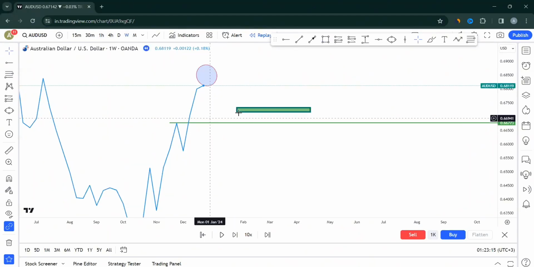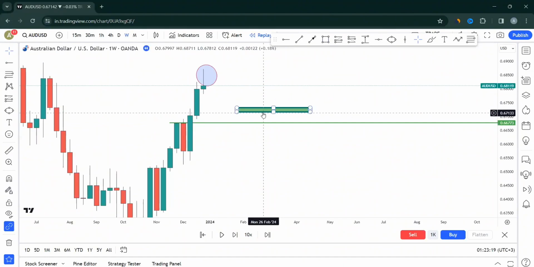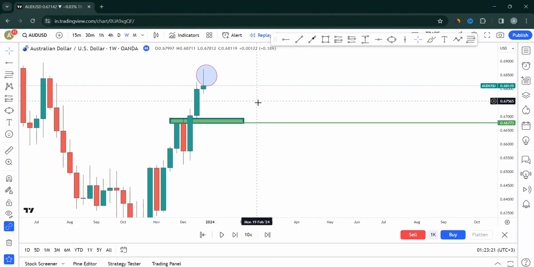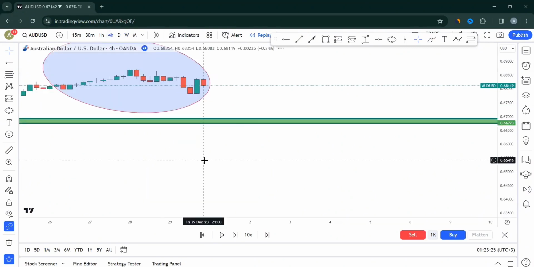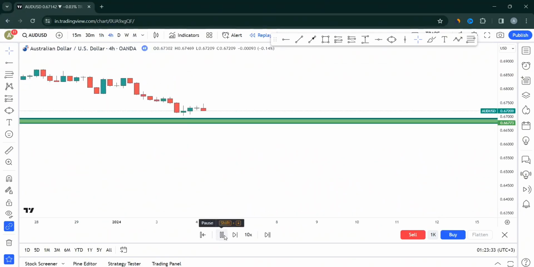Let's say I mark, let me just go back to the candlesticks. Let's say I mark this level like this, and then I go to my entry time frame. Let me just delete this to make it a little bit clear. Then I say that once price just touches this area here, I'm going to take a trade.